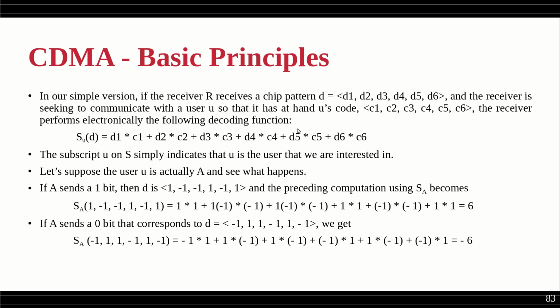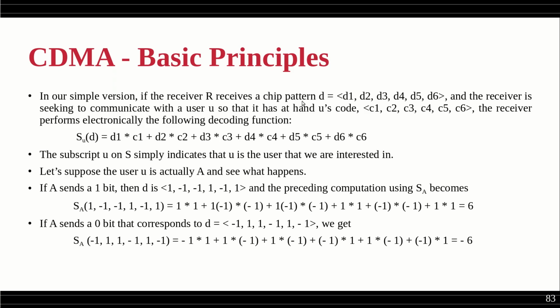Then the receiver performs the following decoding function: it simply multiplies the bits together and adds them up. So this is one way. You can try different ways also. This is the one explained in your textbook. Simply that multiplication and addition process, like C1 into D1 plus C2 into D2, and so on, will be done at the receiver.